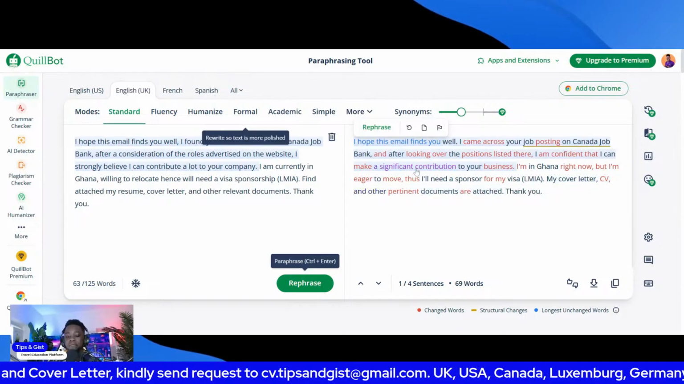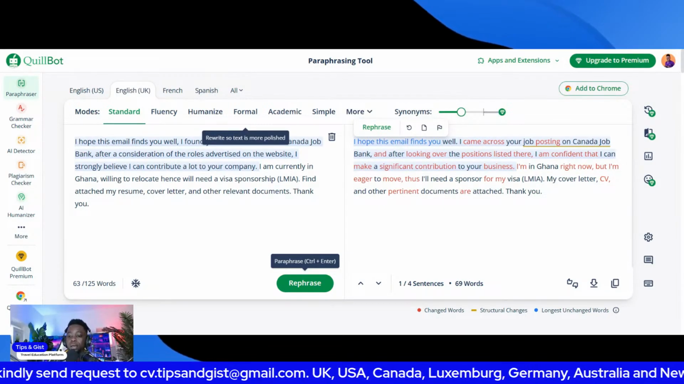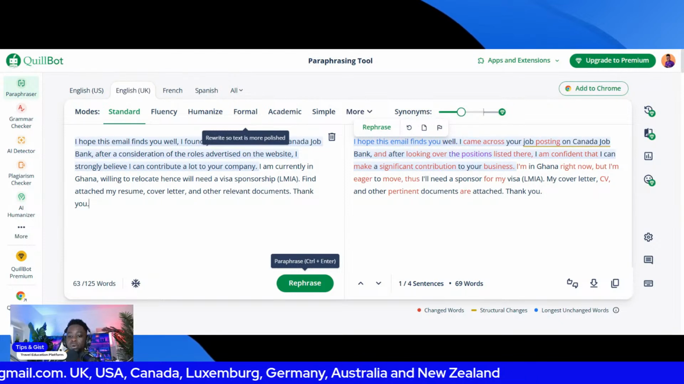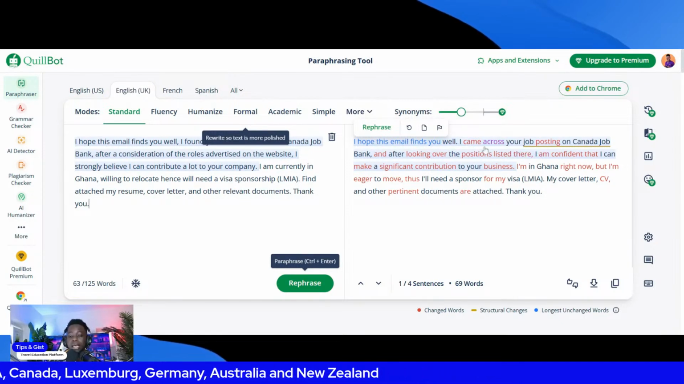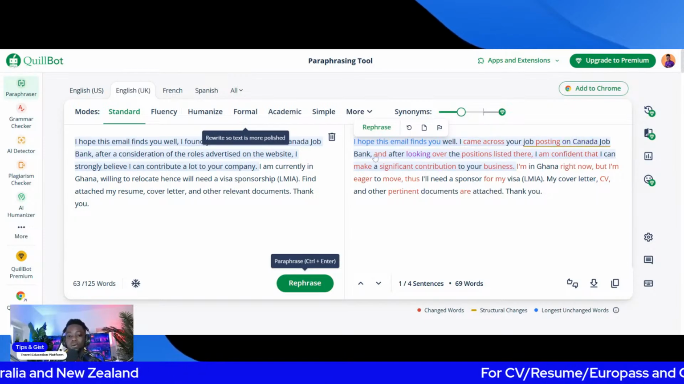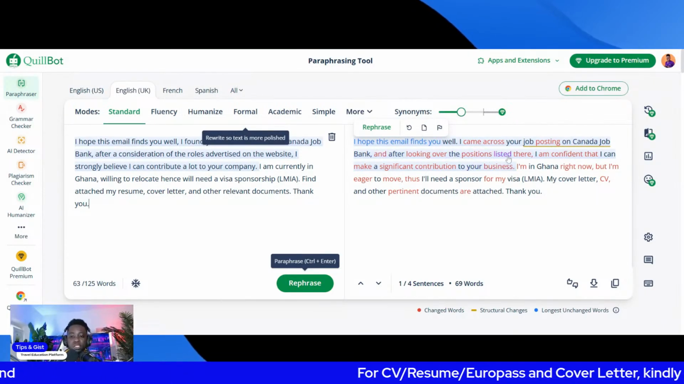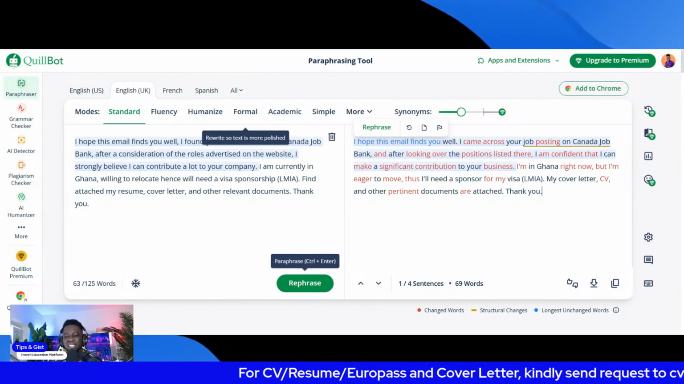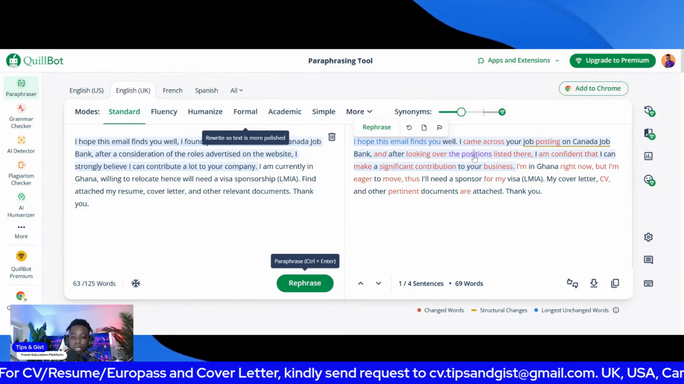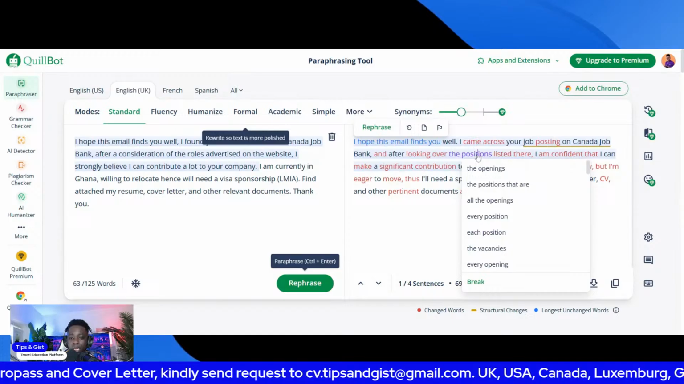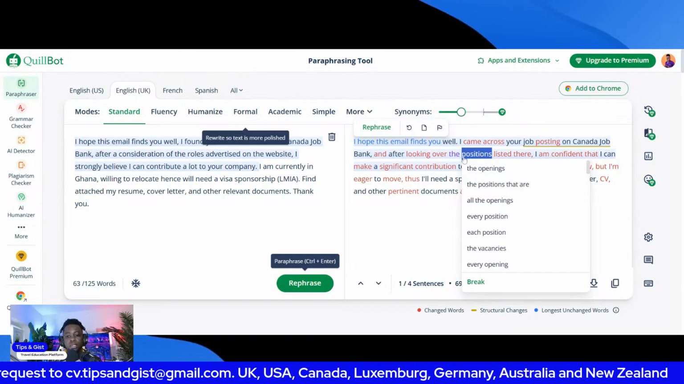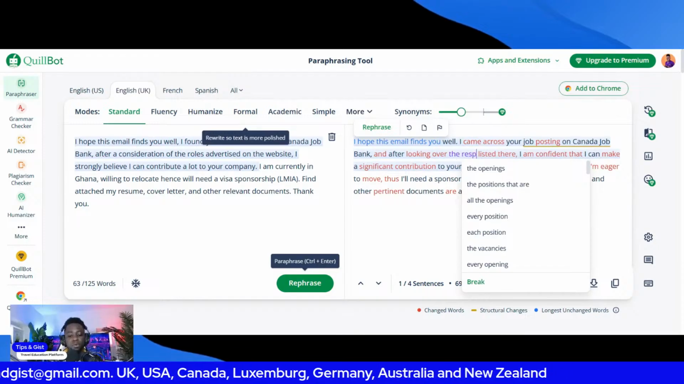By looking at the paraphrased one, it is written in other words. So you see, I came across instead of I found your job. So I came across your job posting on job bank, and after looking over the positions listed over there. Position is not what we meant. The roles that we meant was responsibilities. So we click on the position and change it, or we can just leave that part. We don't need it. Responsibilities. Then we write responsibilities.